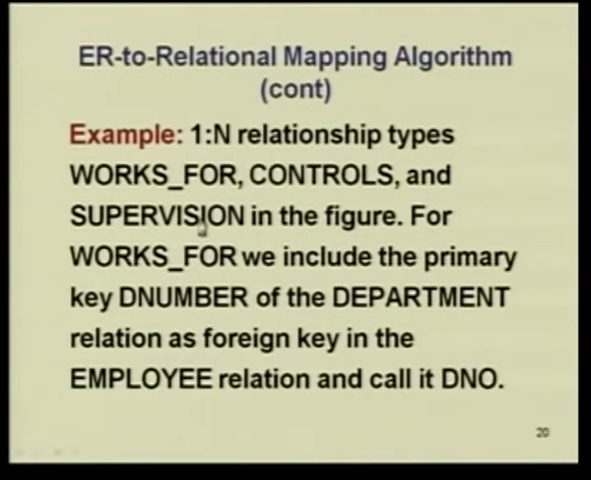For example, suppose you have 1:n relation types works for, controls and supervision. For works for, we include the primary key D number of the department relation as the foreign key in the employee relation, and we call it D number. So this is referencing the previous lecture.